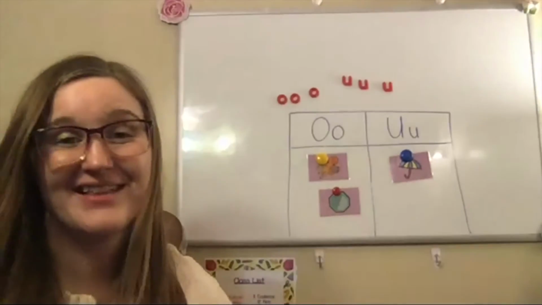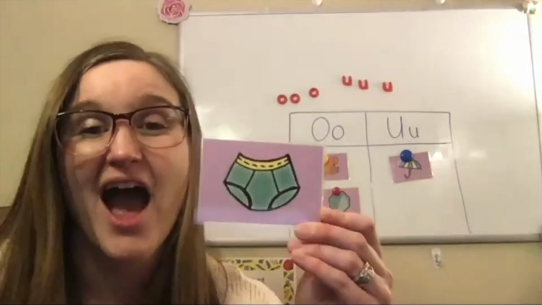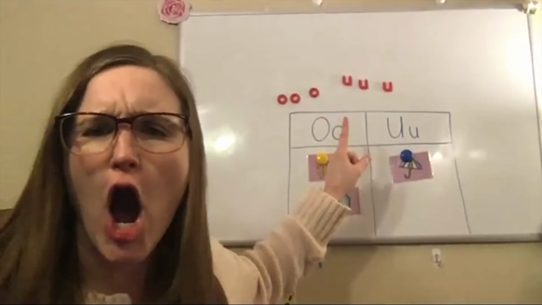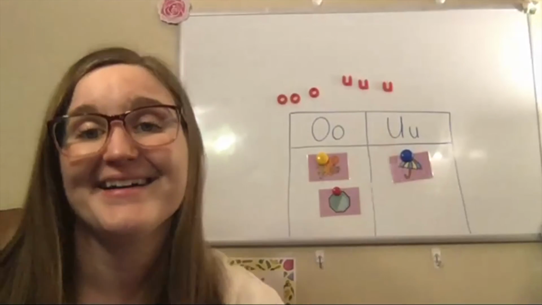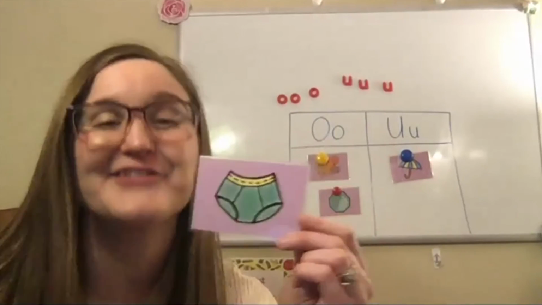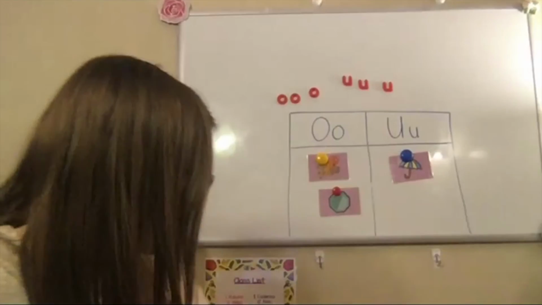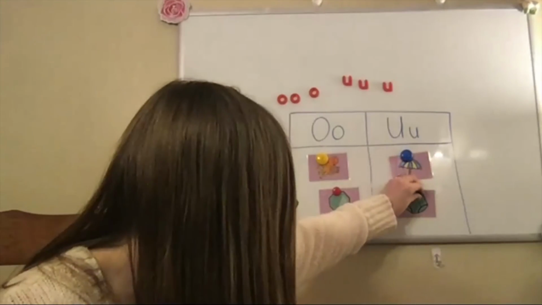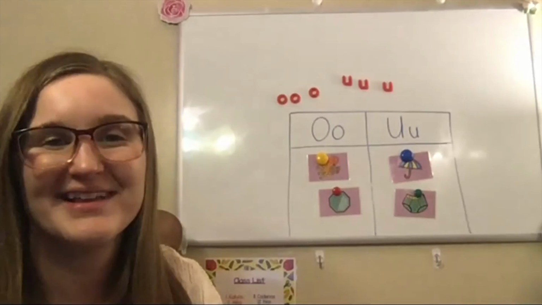And our very last object is underwear. What do you think? Do they go in the O or the U category? Underwear. That goes in the U, up, umbrella, letter U category right there.